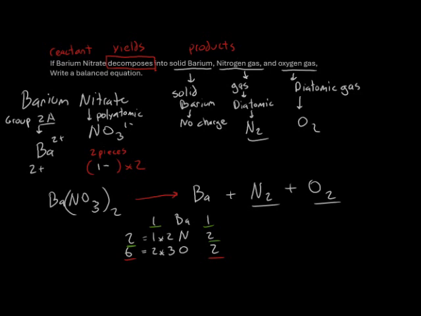So what can we multiply the 2 by to make 6? We could multiply that oxygen by 3, because if we take 2 times 3, that will give us 6, which will balance our oxygen. Therefore, we place a 3 in front of the O2. With the 3 in front of the O2, we now have 3 times 2 oxygen. 3 times 2 makes the 6, which is a match for the oxygen we had on the left side. Therefore, the balanced form of this equation is Ba(NO3)2 yields Ba plus N2 plus 3O2.